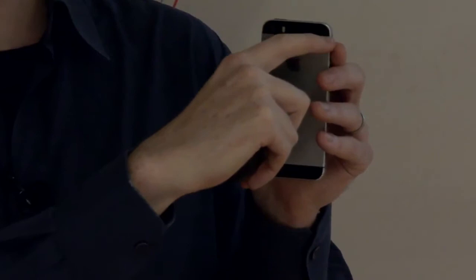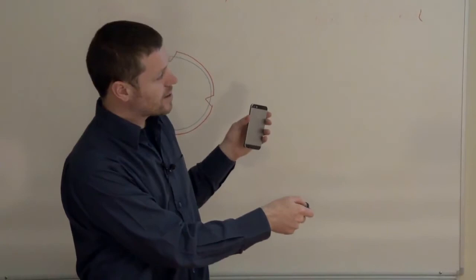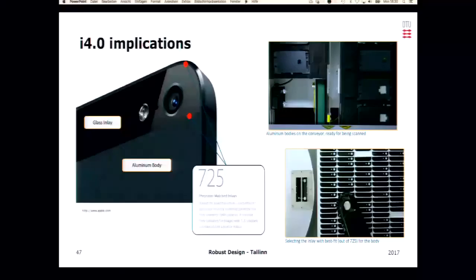Now, the way they achieve that is, of course, tight tolerances anyway, but then to go the step above, which Apple typically will do, they put 725 glass inlays down, probably some statistics for that, I'm not sure what they are. Then they take a high-resolution camera image of the aluminium body and of those 725 glass inlays, and find out which of those most closely matches the variation of the aluminium body. Then it picks that and puts it in place.